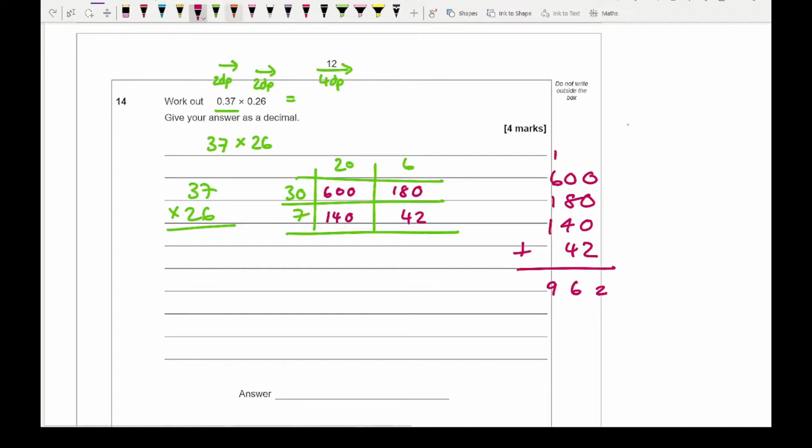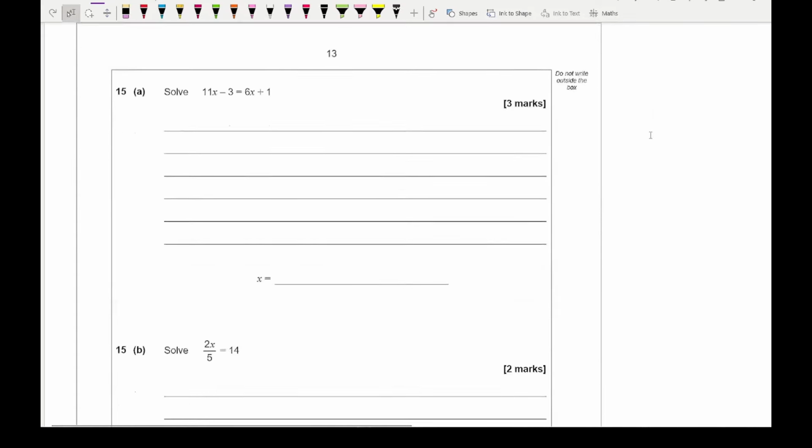And then what I need to do is move the decimal point 4 places to the left. So I've got 1, 2, 3, 4. Decimal point is there. Put zeros in the empty gaps. So my final answer is 0.0962.